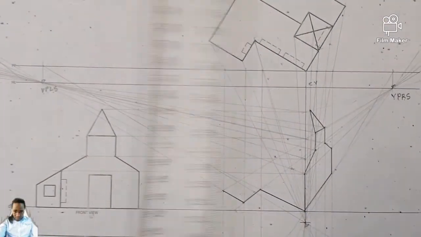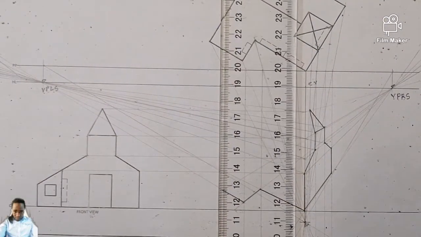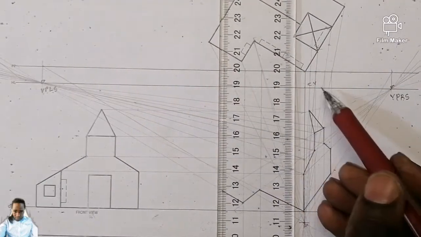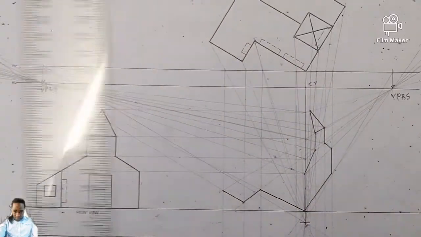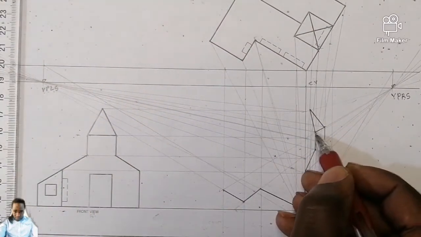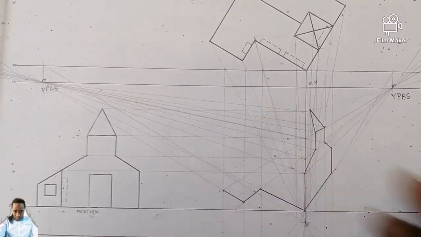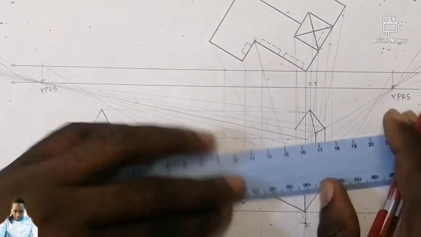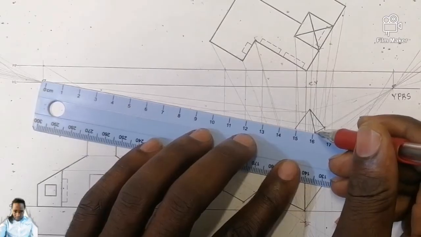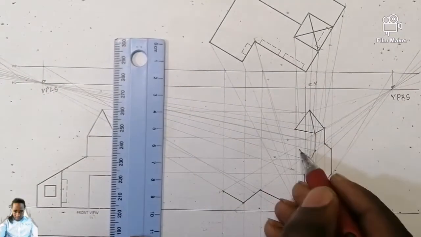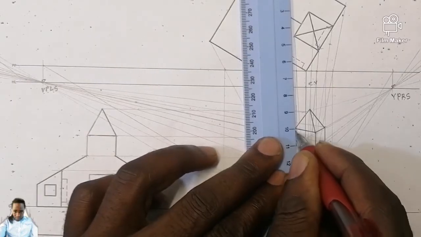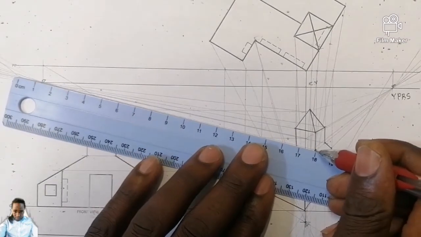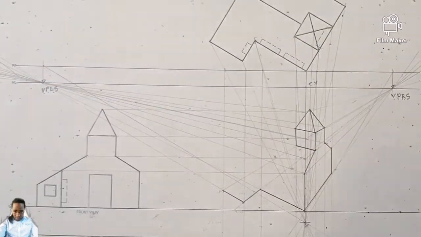There you go. Once you touch your picture plane line, go vertically down. Get it nicely. Which means from here till there, and from there till there, you understand? There you go. From there till there, solid. And solid.